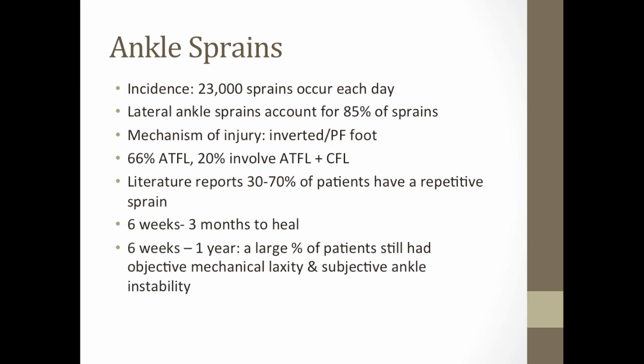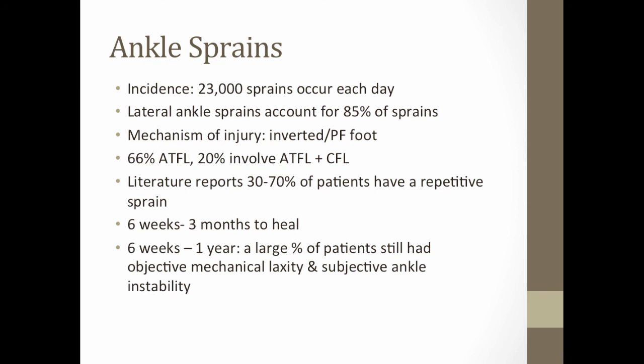And lateral ankle sprains account certainly for more than 85% of them, and usually it involves an individual going down on a plantar flexed and inverted foot. As you can see here, most often the ATFL is injured, followed by a combination of the two, ATFL and CFL. The literature notes that up to about 70% of patients have a repetitive sprain, so they fall into the category of chronic ankle insufficiency.